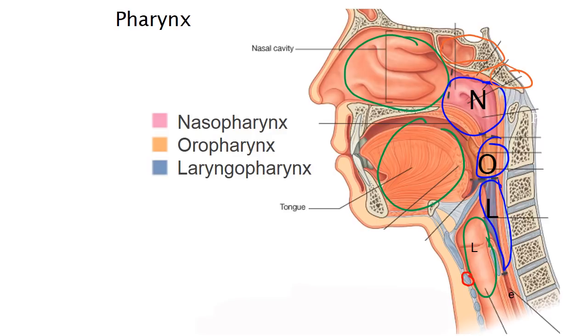Here is the cricoid cartilage right here. So it extends down to this level, which corresponds to roughly the C6 vertebral level, after which it becomes continuous with the esophagus. So that's what this E designates.